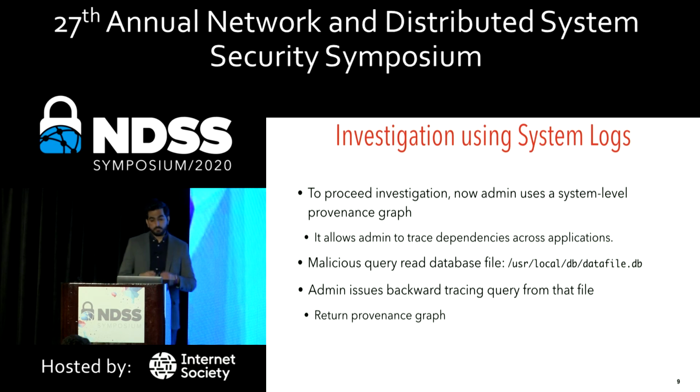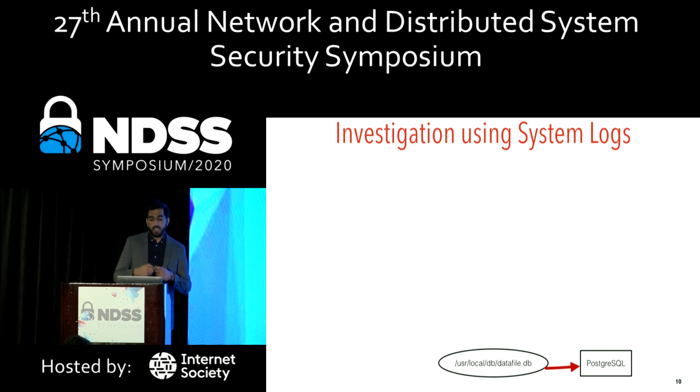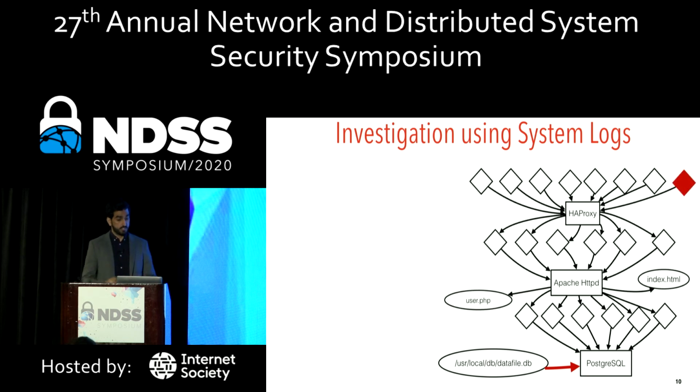To proceed with the investigation, the admin will now use system logs, because system logs allow you to trace the dependencies across applications. In this case, the admin knows that this database file was accessed when the query was executed. So the admin will issue a backward tracing query from this file read event, which will return a provenance graph. And once this provenance graph is returned to the administrator, it will lead to a dependency explosion problem.